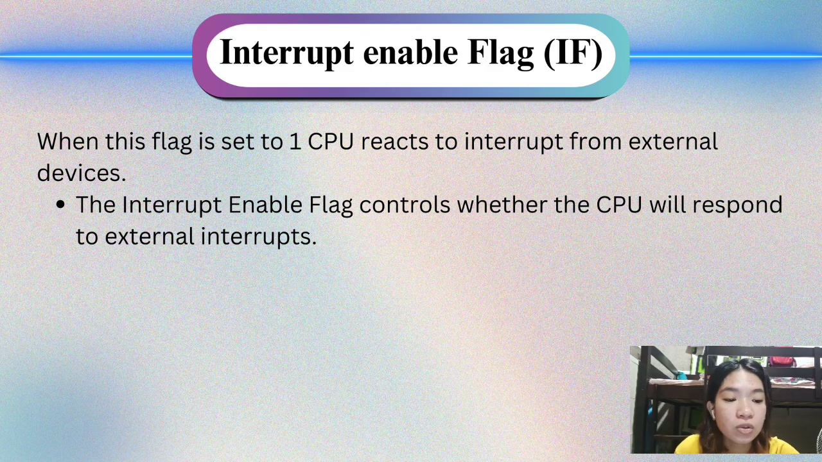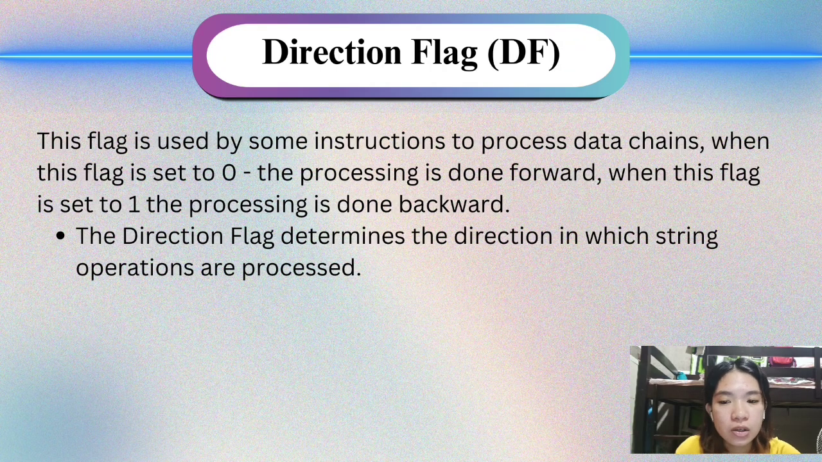If it's set to 0, interrupts are disabled. So this flag is very important for managing multitasking and real-time processing in operating systems. And next is the direction flag. This flag is used by some instructions to process data.